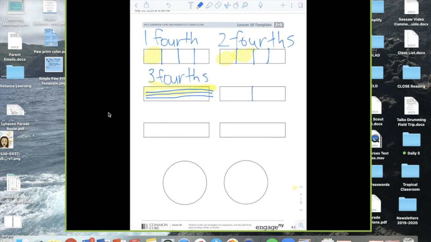And then the last way, you can do it like this with horizontal and vertical lines. And then if I shade in all 4 parts, this is 4/4. Or another way to write it is 1 whole. Okay? Now, let's take a look at the circles.